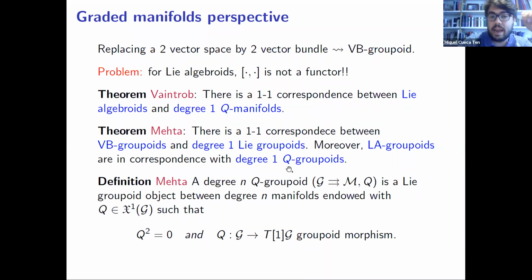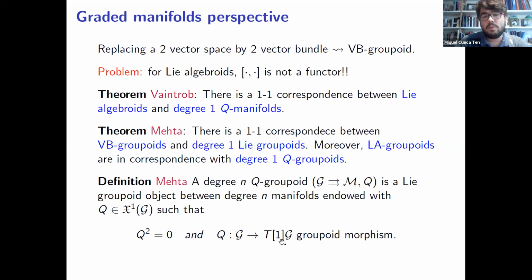So what is a degree n Q groupoid? And here is the important thing: it is a groupoid object in the category of graded manifolds. So G and M are graded manifolds. And now Q is just a degree 1 vector field on G that satisfies two conditions. The first one is that it squares to 0. That is, it gives you a Lie algebroid structure over G. And the second is that it is compatible with the groupoid structure. That means that you have a groupoid morphism from G into the tangent shifted by 1 of G.